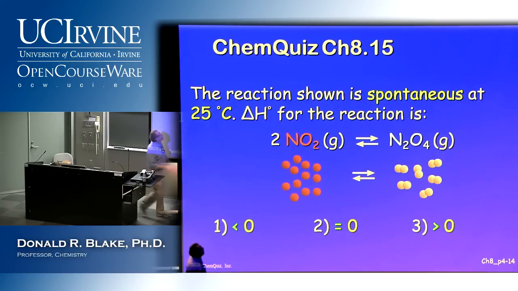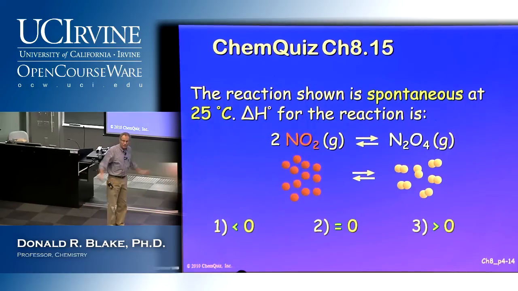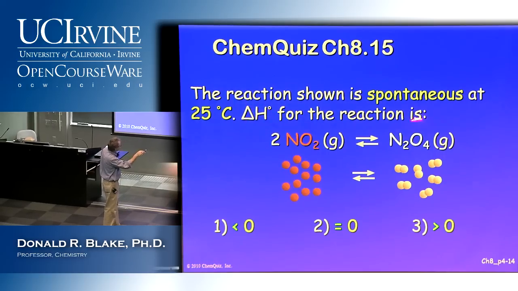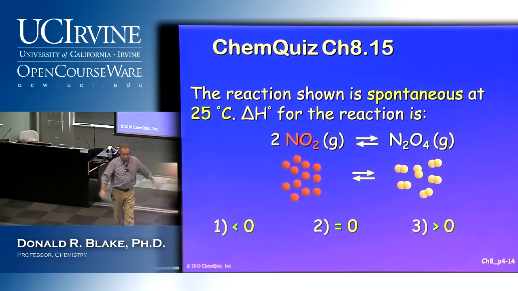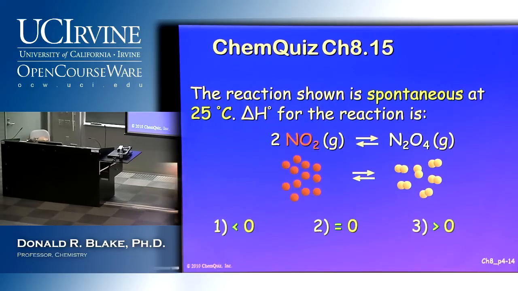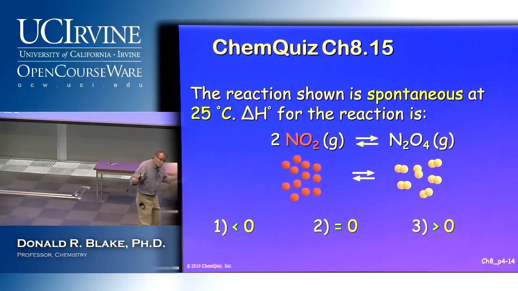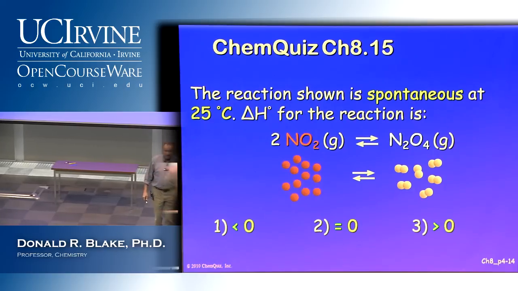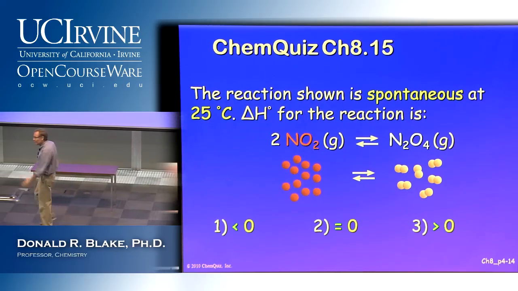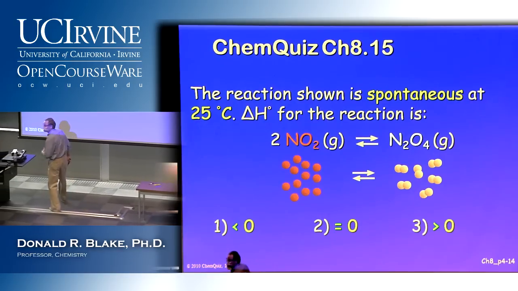Read this, I'll read it to you. The reaction shown is spontaneous at 25 C. Delta H for this reaction is blank. Okay, look at the answers. Equal to, greater than, or less than zero. So, what it says is it is spontaneous. What does that tell us about delta G? It's negative. So if you got a negative delta G, that means that everything on this other side, that the delta H minus T delta S is negative.